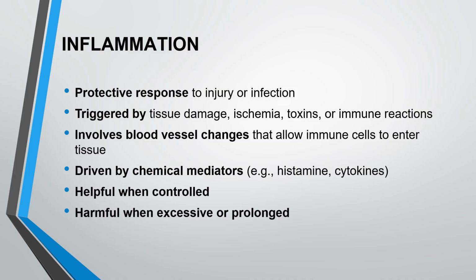So let's recap just a little bit. Fat necrosis is trauma or pancreatitis and saponification. Fibrinoid necrosis is immune injury to vessel walls. And then we've talked about inflammation, right? So it's protective, but only when regulated.